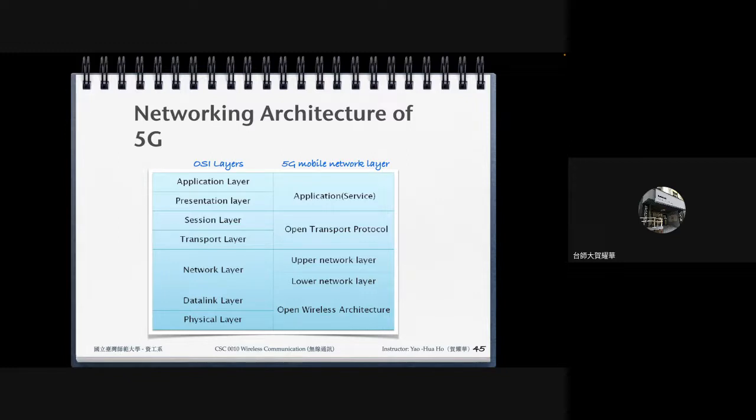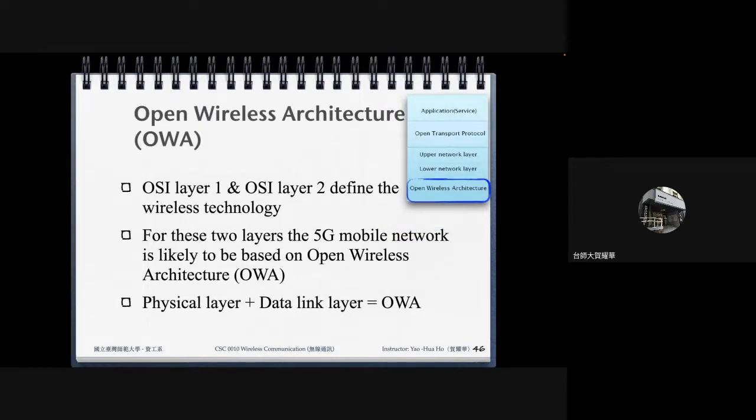So if you put the OSI layer and the fifth generation cellular network layer side by side, they look quite similar. They are broken down into layers very clearly. We start from the bottom. The bottom is the open wireless network architecture. That corresponds to OSI layer 1 and layer 2, which define the wireless technology. For those two layers, fifth generation mobile devices are based on the open wireless network architecture, which includes the physical layer plus the data link layer.